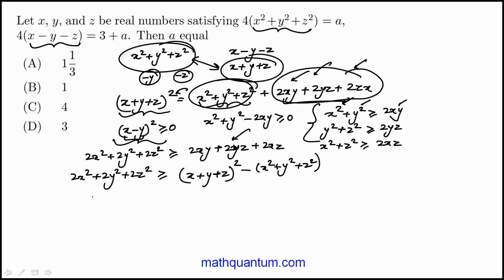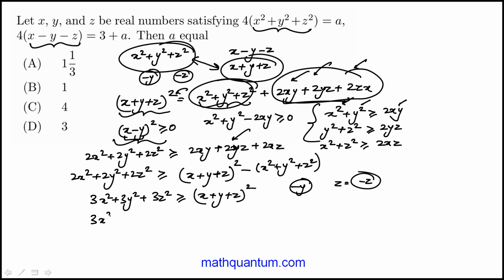So let me complete this. This would be 3x squared plus 3y squared plus 3z squared. So you'll notice here that if I replace y with minus y and z with minus z, then this will become, because these are squares, they remain that way because you're squaring minus y, whereas this side will become x minus y minus z. And this is kind of the pieces we have.